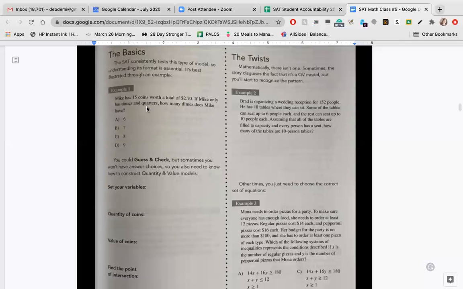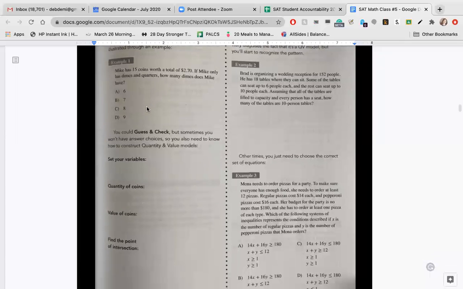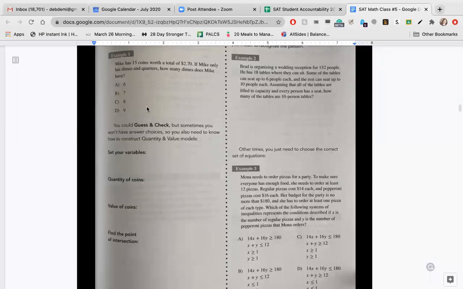All right, so let's see if you know how to do these. Go ahead and try example 1. Just do the problem. Don't look at all the stuff below it.